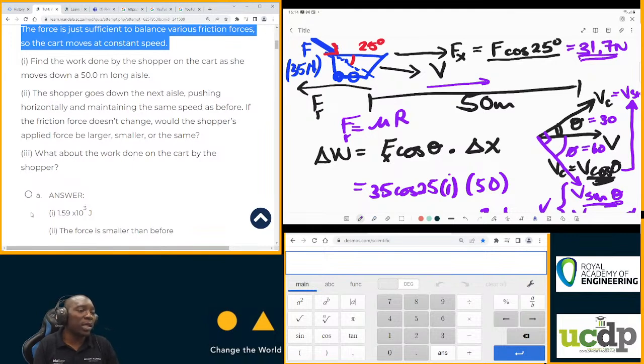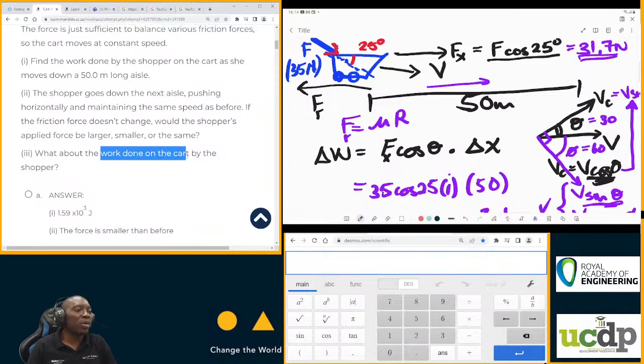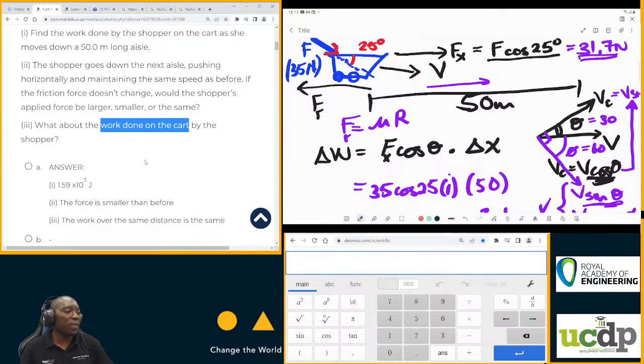The work that is done on the cut is due to the horizontal component Fx, and as a result, the work done on the cut in both cases is the same. So you should take note of what the question asks: what about the work done on the cut? The total work done by the chopper will be different, but it's only the work done on the cut that is the same.